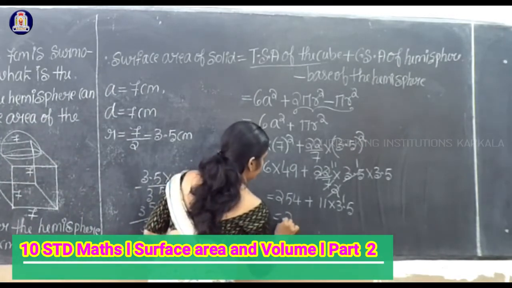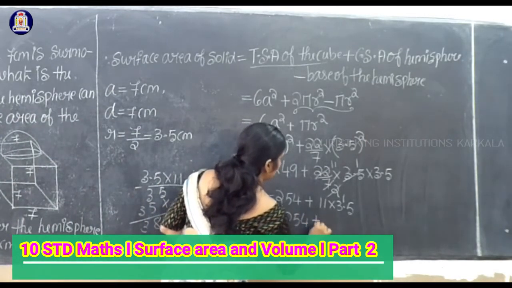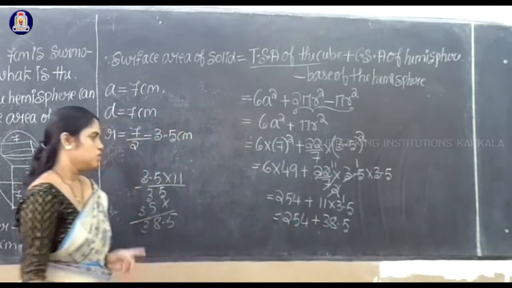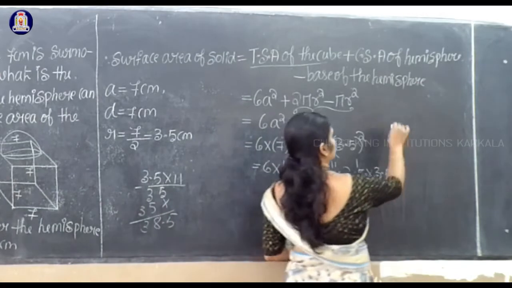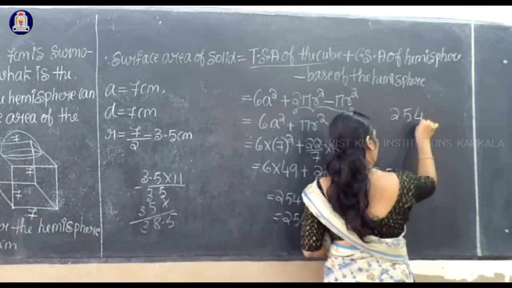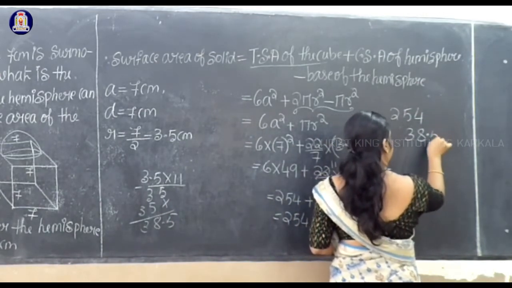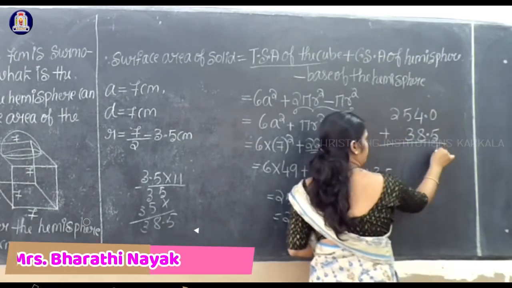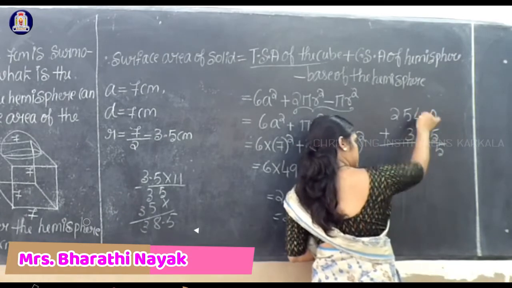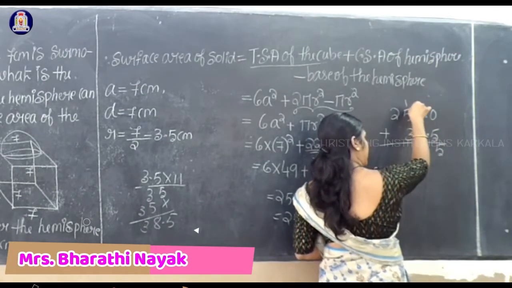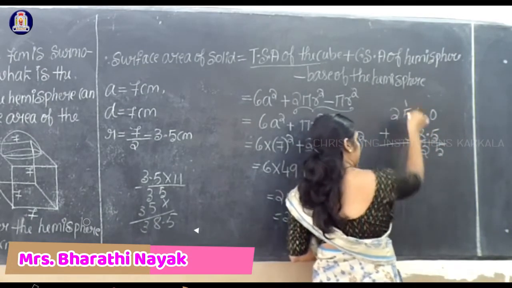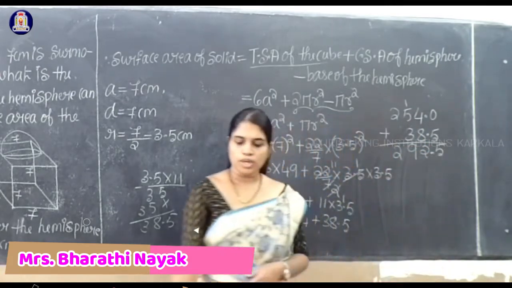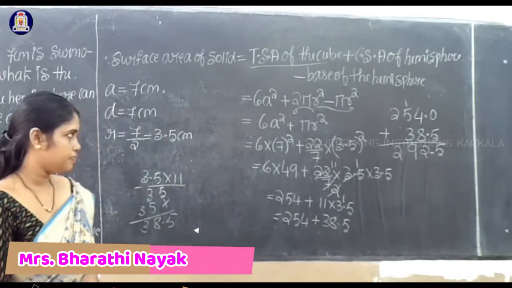So this is equal to 254 plus 38.5. Now add these two numbers. 0 plus 5 is 5, 8 plus 4 is 12, 1 carry, 5 plus 3 is 8, 8 plus 1 is 9. So what is your answer? 292.